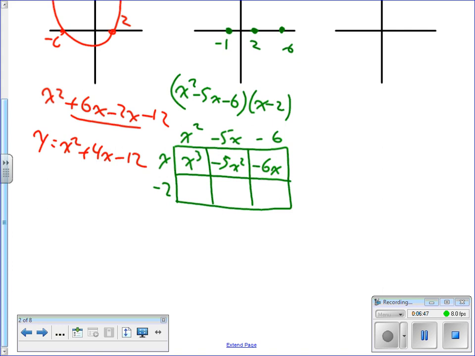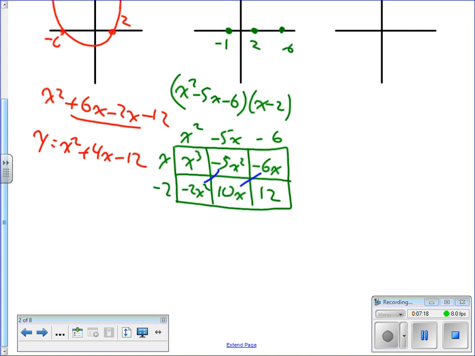Negative 2, same thing. Negative 2 times x squared, negative 2x squared. Negative 2 times negative 5x is positive 10x. Negative 2 times negative 6 gives me 12. And here's the thing I really like about this, is now I just have to combine up like terms, but all the like terms are on diagonals. These are like terms, these are like terms.